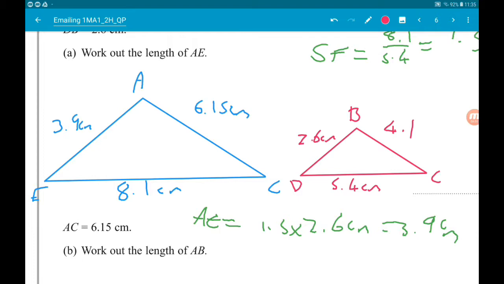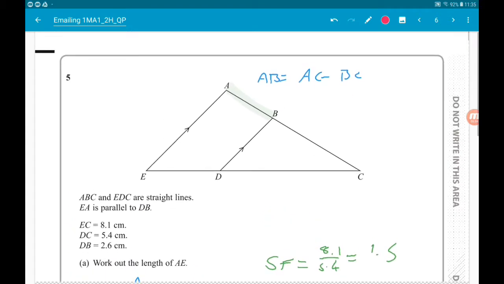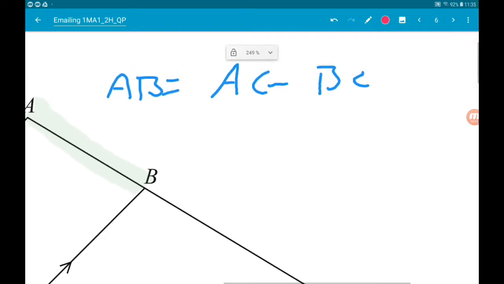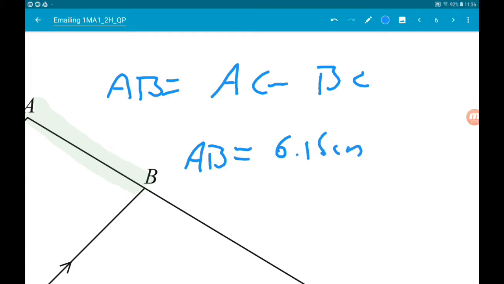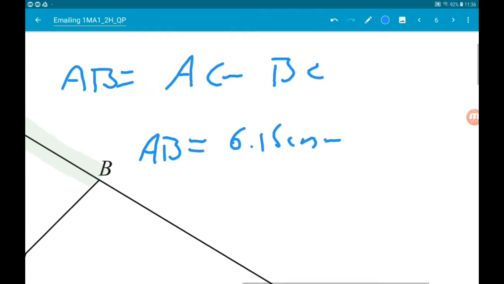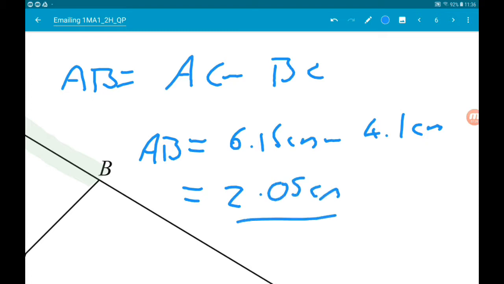So, do it back up here. We know then that AB is 6.15 minus 4.1 centimeters. And that gives us 2.05. Cool.